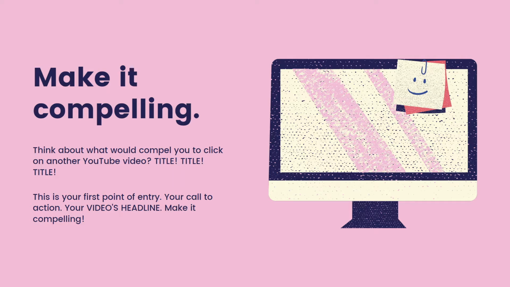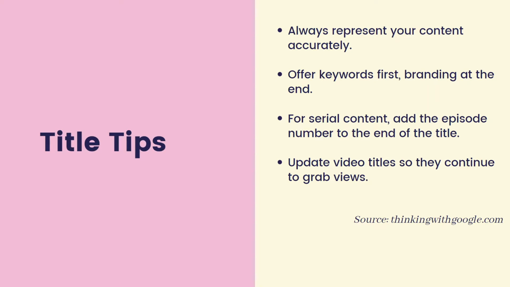So you should think about the words that you will use to come up with your title in such a way that it's going to be compelling. It is important to make it as compelling as possible because it is your first point of entry. It is your call to action. It is basically your video's headline. So make it compelling.